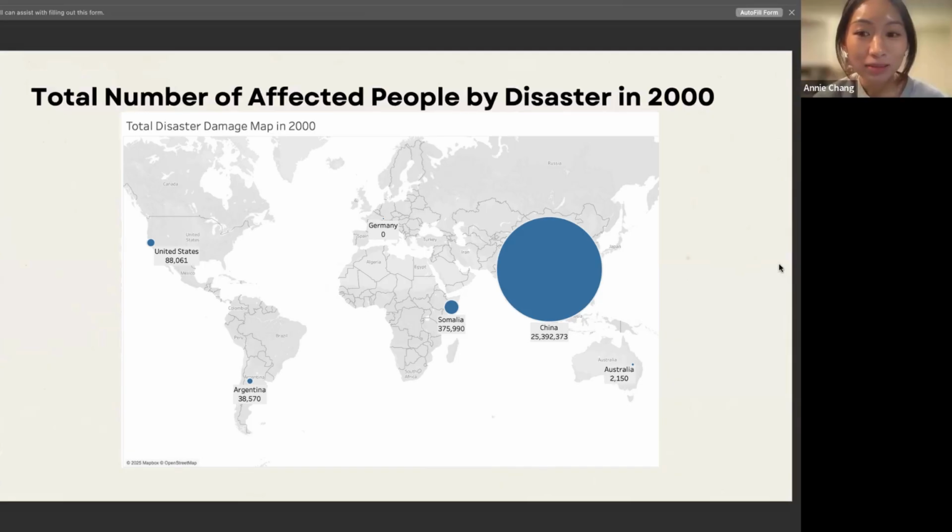Next, in this map, we can see the total number of people affected by disasters in 2000, and we see very large differences between countries. China stands out the most with more than 25 million people affected. This is important because it's way higher than any other country in our data set. Overall, the 2000 map shows the climate-related disasters were concentrated heavily in Asia and parts of Africa.